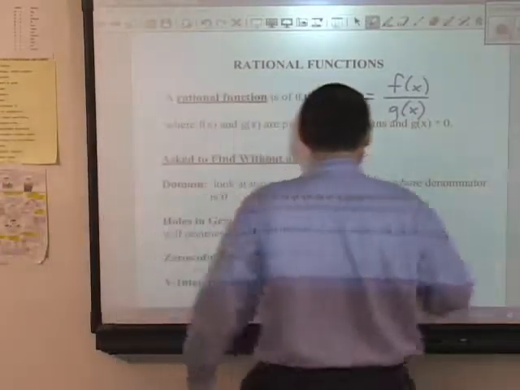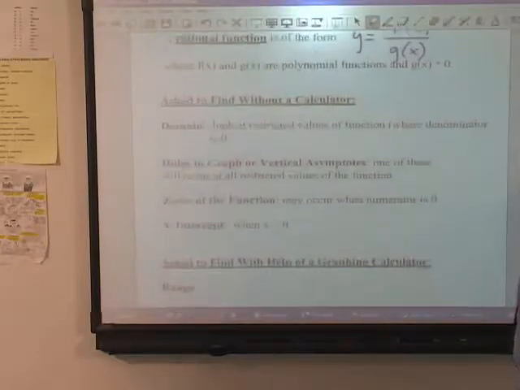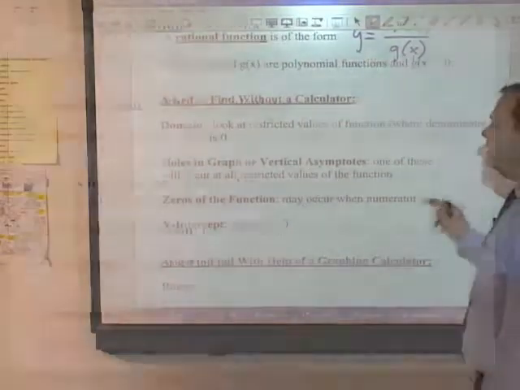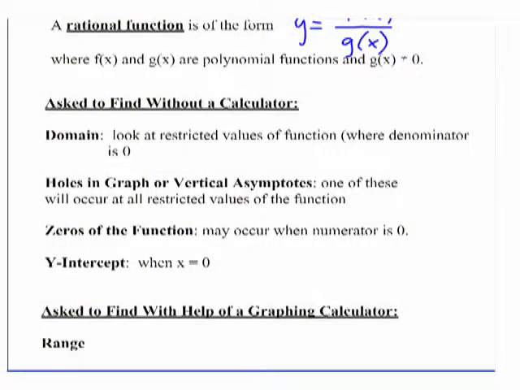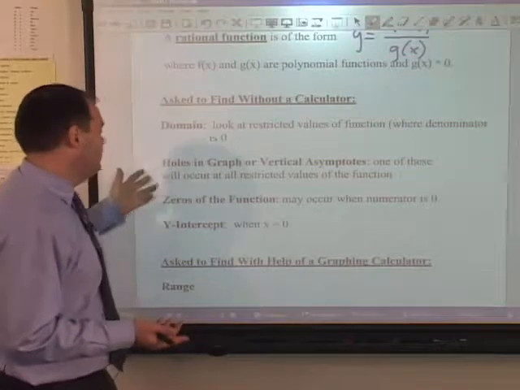Without the calculator, we would expect you to be able to find the domain of the function, and that's typically where you would look at the restricted values of the function where the denominator is equal to 0. At those undefined points, one of two things will happen. You'll either have vertical asymptotes at those points, or you'll have a hole in the graph. And I'll show you an example of each of those in a moment.